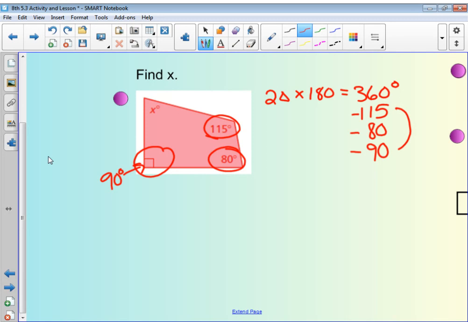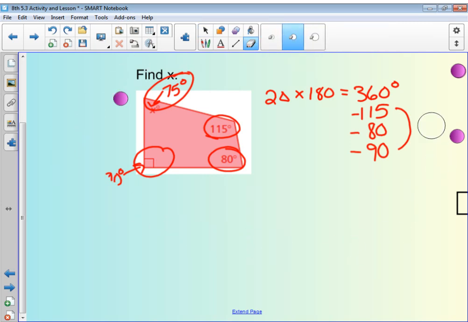So if I take and have 360 on my calculator, minus 115, minus 80, minus 90, that leaves me with 75 degrees for x. Okay, so I now know that x is 75. If I want to check it, I can add together each of the angle measures. Okay, so let's try another one.